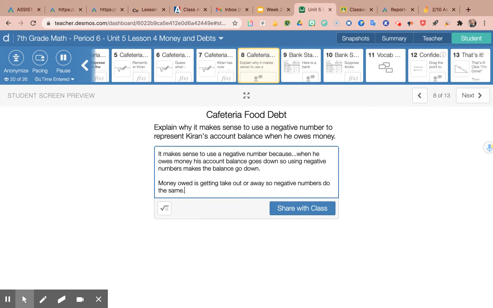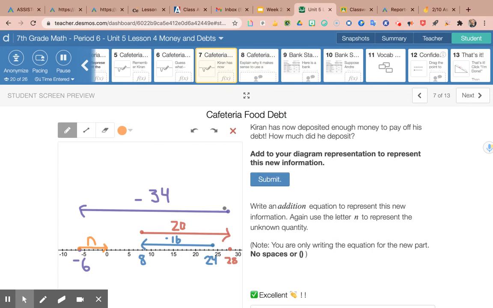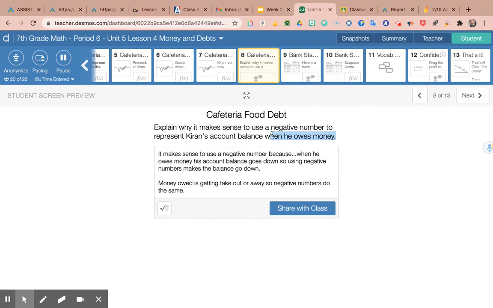So we can't use positive numbers because when he earns money, it goes up. We need a number that makes it go down. So his money owed makes his account go down, and negative numbers make our total go down, so we can use them to represent money owed. You don't have to word it like that. You can word it in your own version, but something like that.